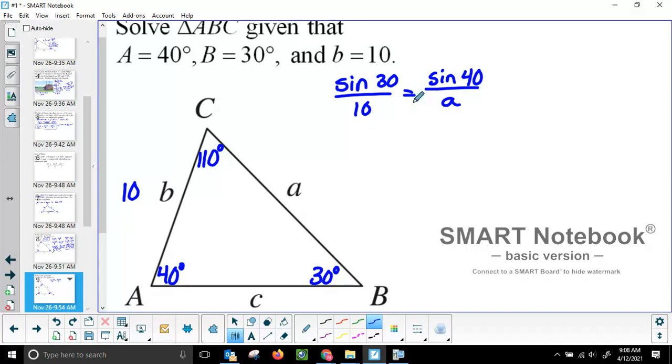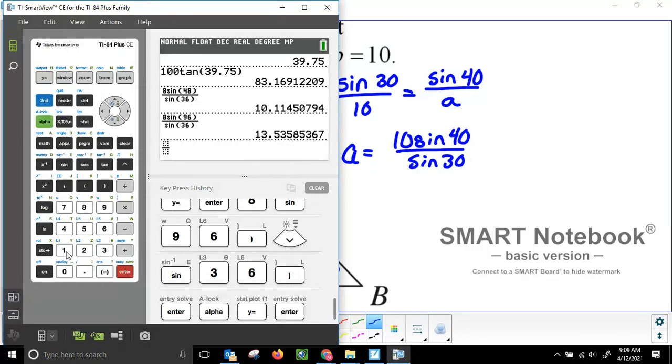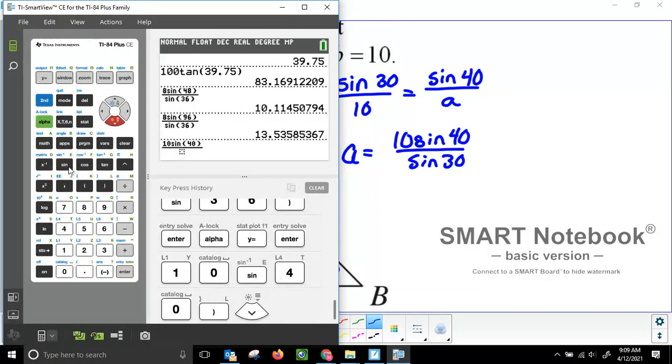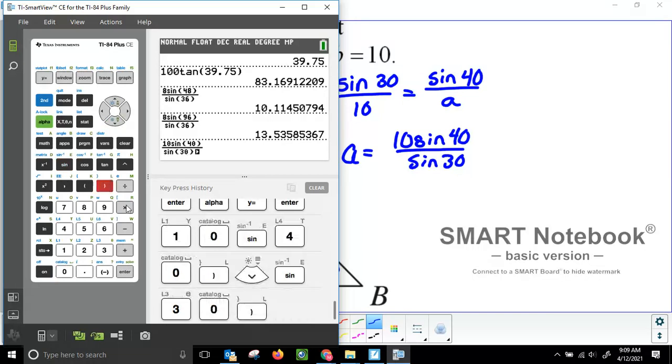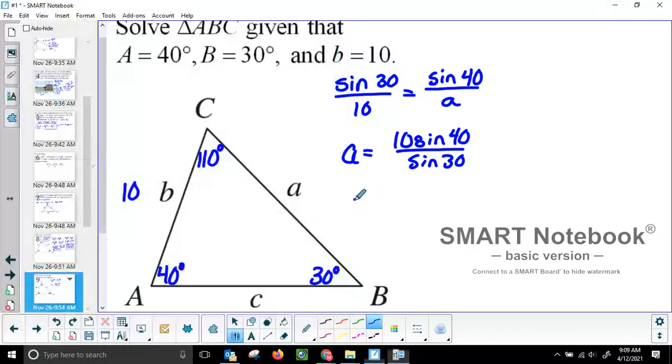All right, so then of course I cross multiply. When I do that, I'll get A sine 30 equals 10 sine 40. And then to solve for A, I'll divide by sine 30. So A is equal to 10 sine 40 over sine 30. And then we can go ahead and plug this into our calculator. So 10 sine 40 over sine 30. Boom. All right, 12.856.